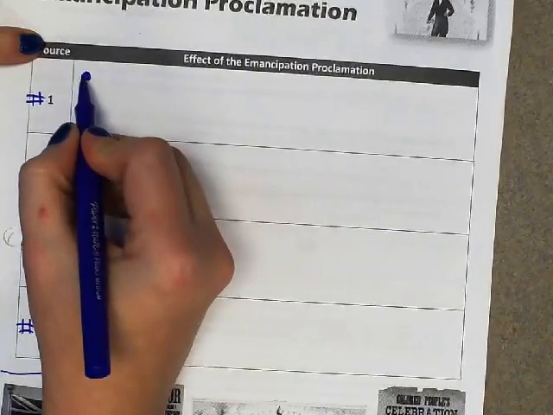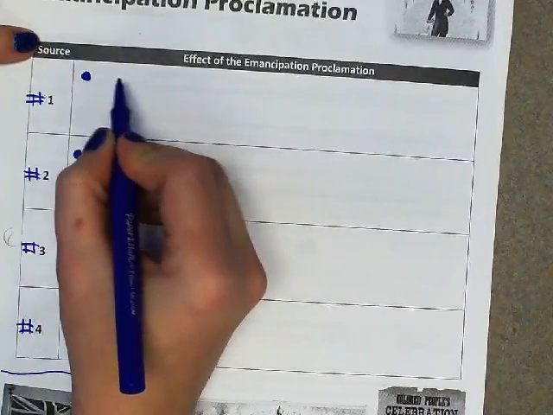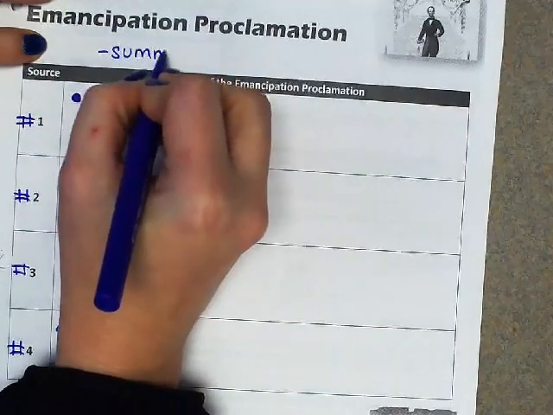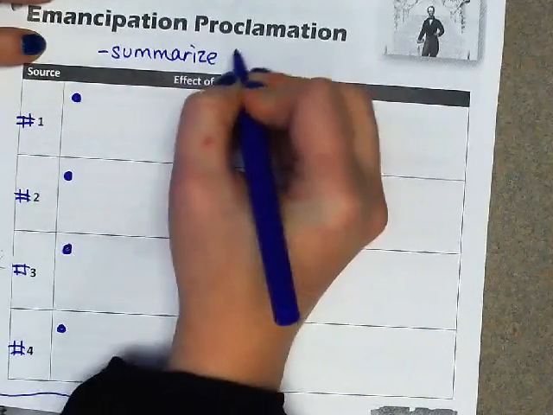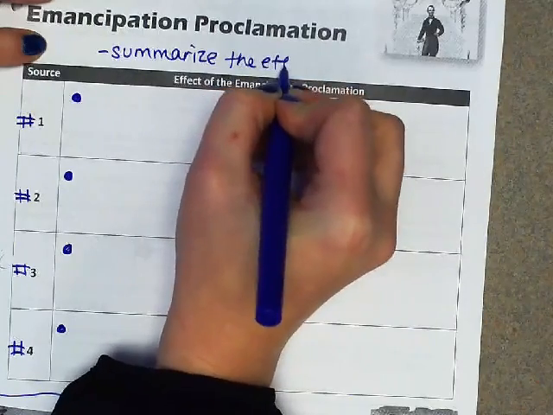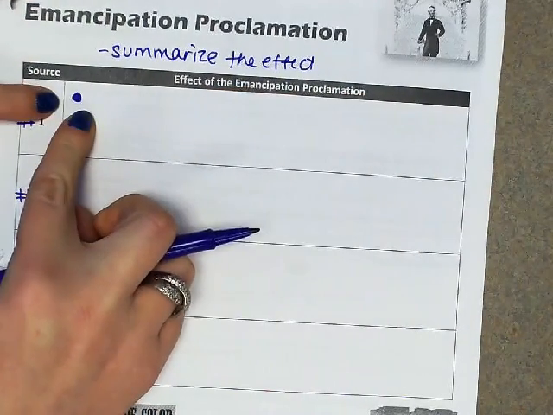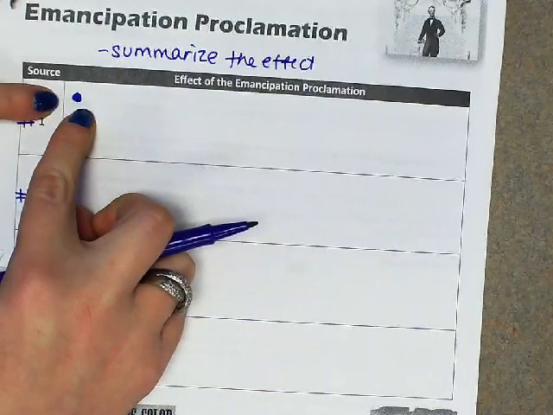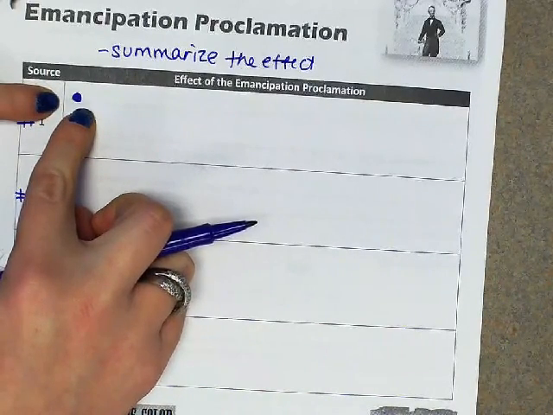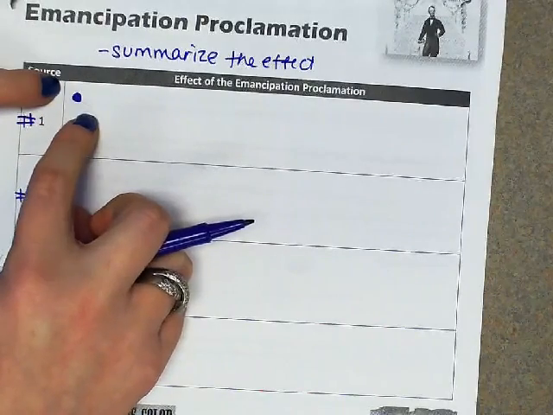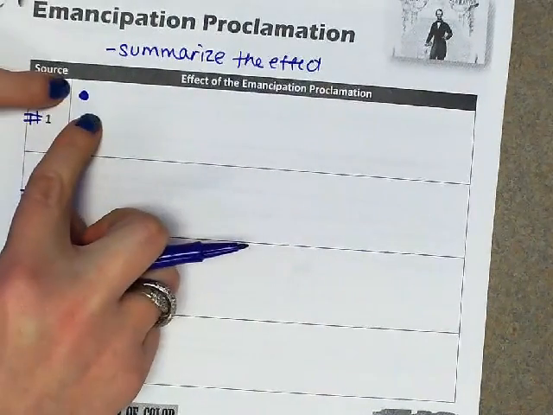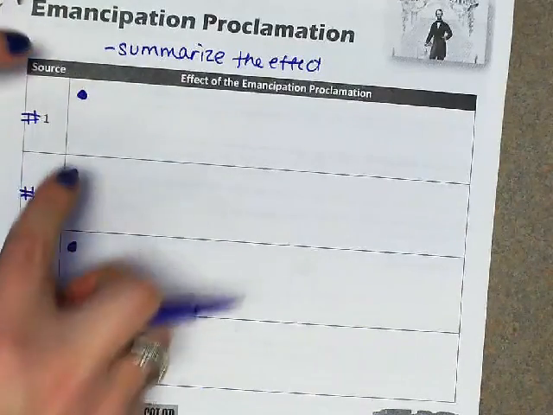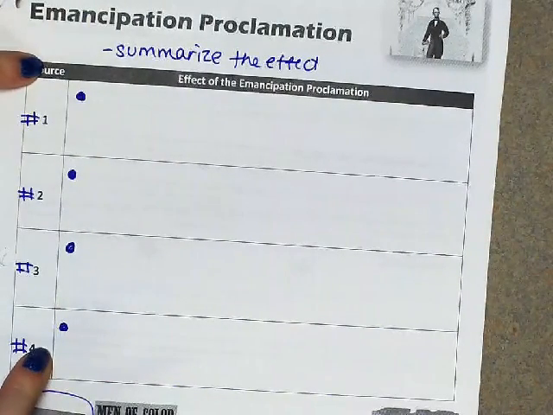So you're just going to put a bullet point and summarize the effect and put it right here. Do not copy the effect. Don't do that. Write it in a short bullet point. So you read something and then it tells you the effect. Keep it very simple. So I want 4 effects of the Emancipation Proclamation.